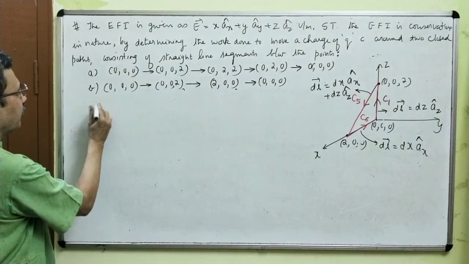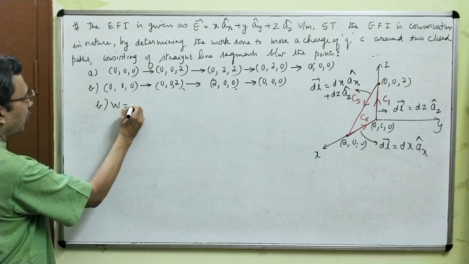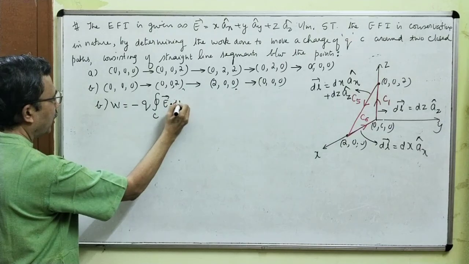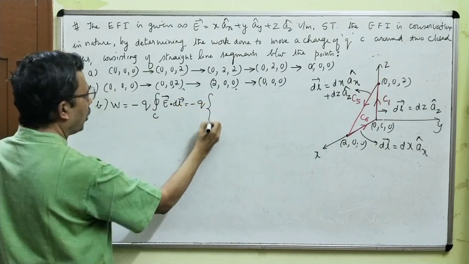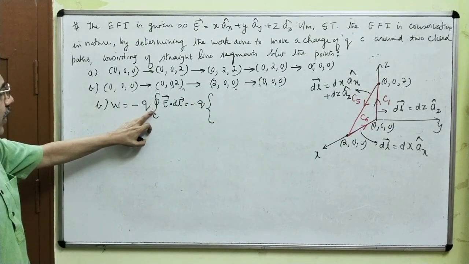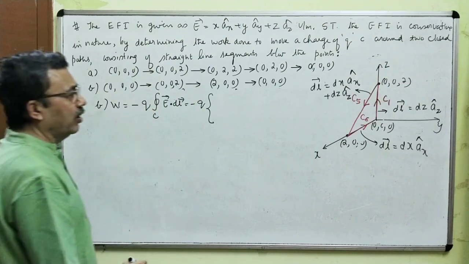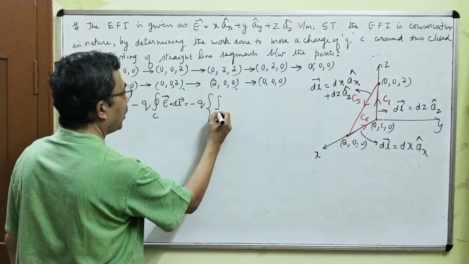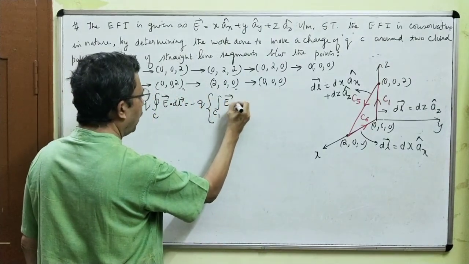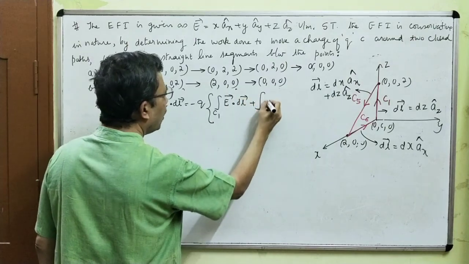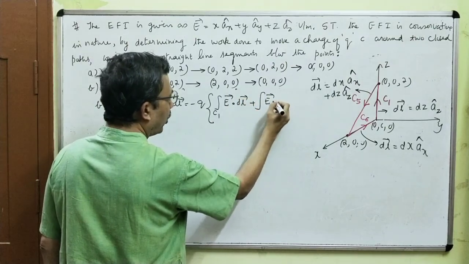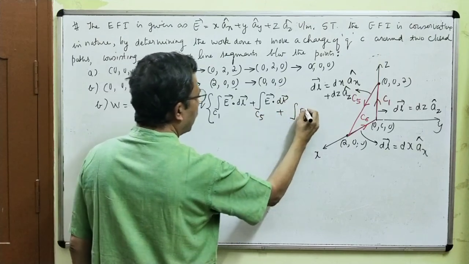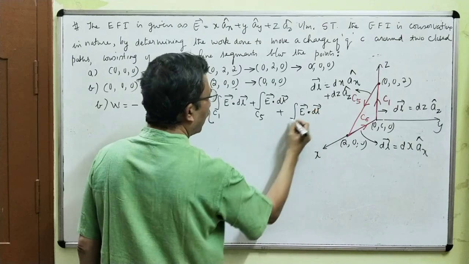Now, I will proceed with part B. W is equal to minus Q times contour integral C vector E dot dl, equals minus Q times, this closed line integral is made up of three open integrals, one each for paths C1, C5 and C6. So, contour integral C1 vector E dot dl, plus integral E dot dl for path C5, plus integral E dot dl for path C6.